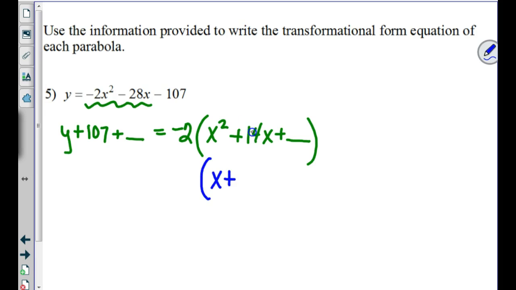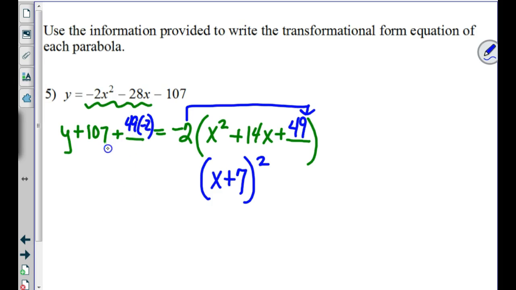X plus half of b, yes, which would be 7 squared. That squared goes here as 49. Yes, then 49 times -2 goes over here. That's -98, which would be 9. 107 minus 98.